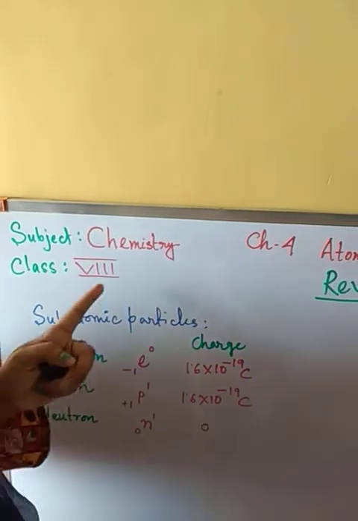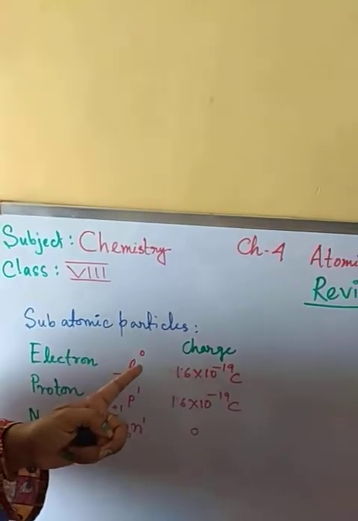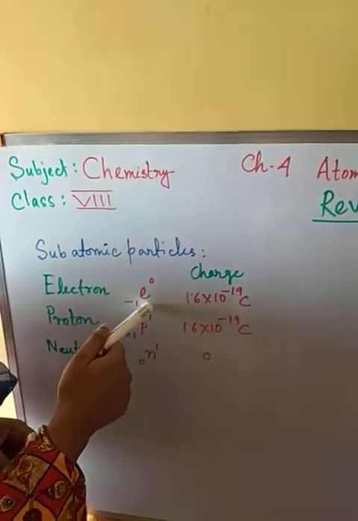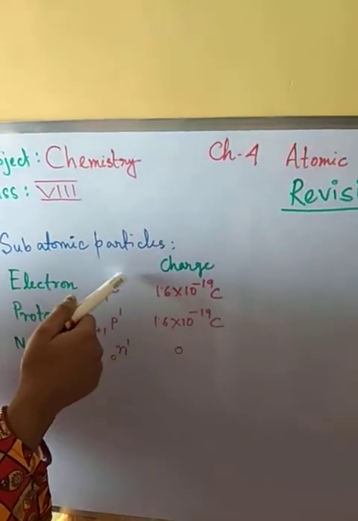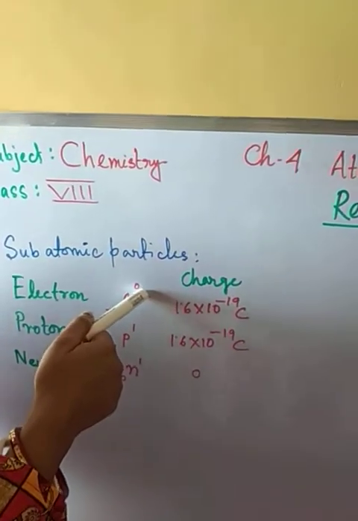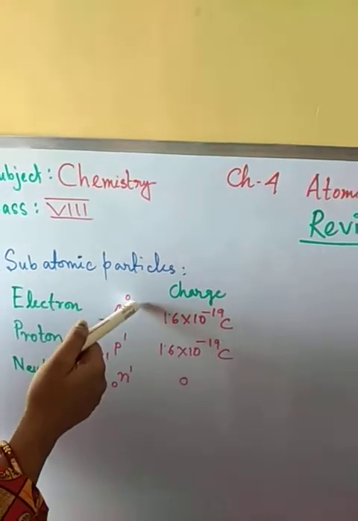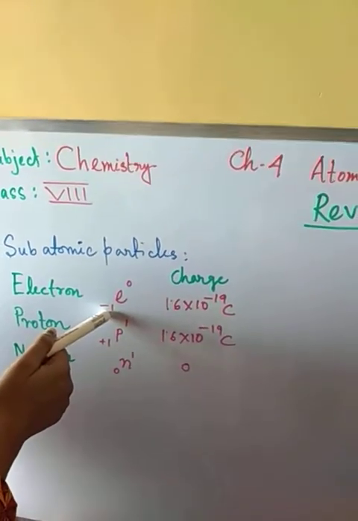Electron is negatively charged and its mass is negligible. That's why electron can be represented in this manner: E0. This is for the mass. As the mass of electron is negligible, it's 9.1 into 10 to the minus 28 gram. So that is almost negligible. So we will be taking it as 0, and its charge is negative.